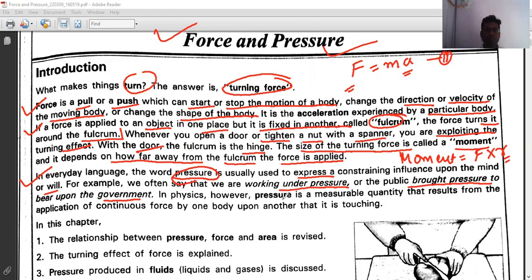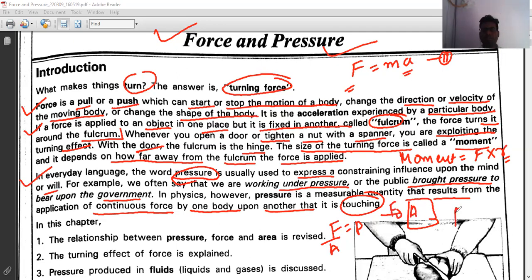So in physics, however, pressure is a measurable quantity that results from the application of continuous force by one body upon another, that is, by touching. So force by area is called pressure. When we are applying force on any object having some area A, that is called pressure. So pressure is defined as force by area. So write these many points.